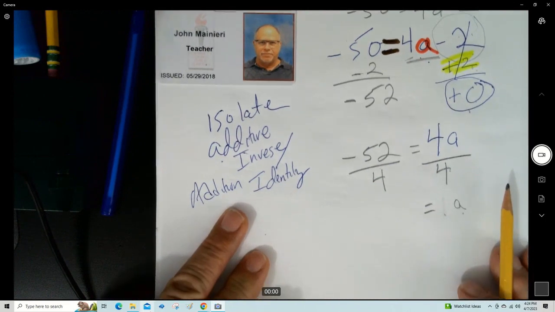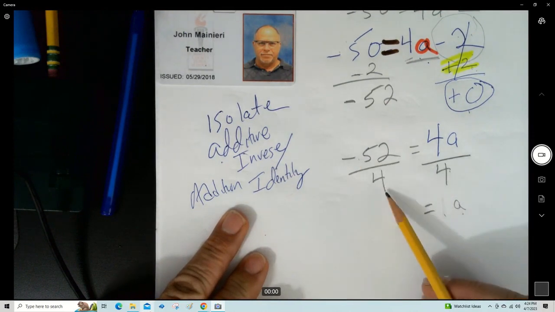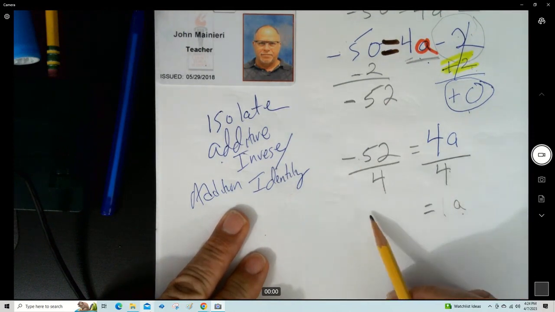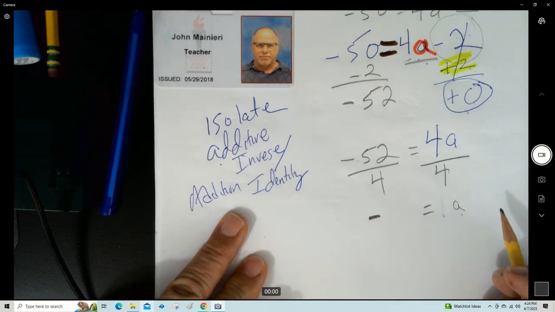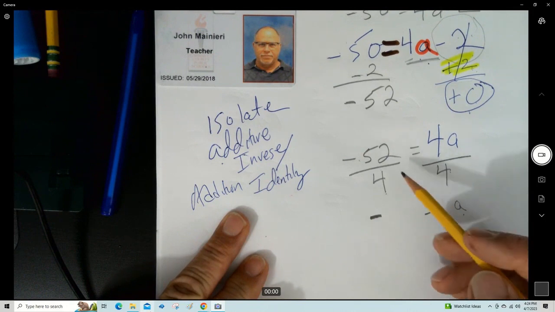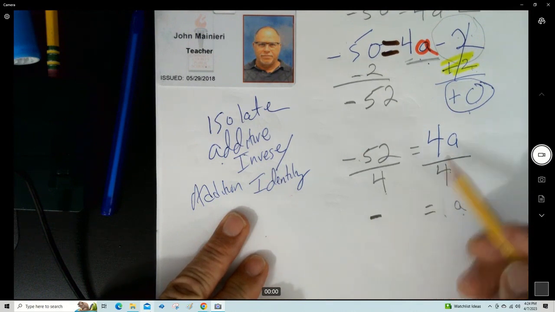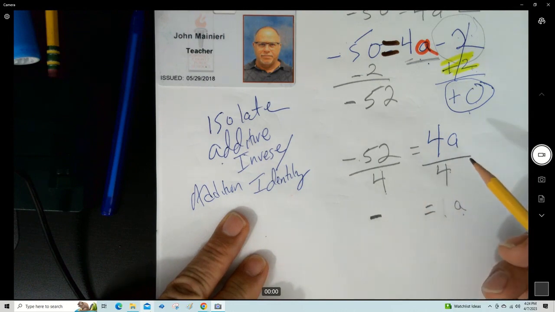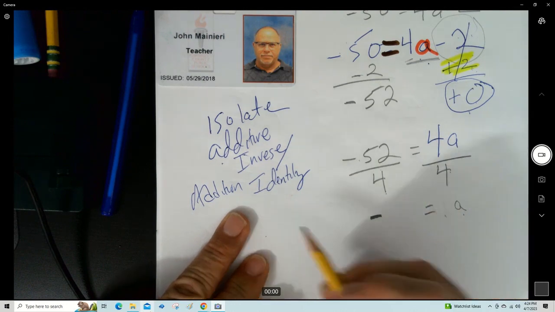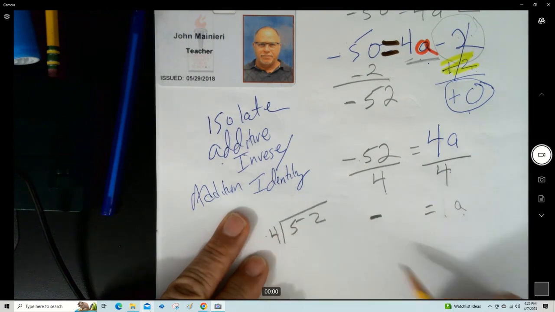So should I do it longhand or do it with the calculator? Let's go ahead and do it longhand just this one time. A negative divided by a positive is a negative. Talked about that earlier. You can go back and watch that lesson if you want. I proved why a negative times a positive is a negative, and a positive times a negative is a negative, and division is the same as multiplication. So now we just have to go 52 divided by 4.